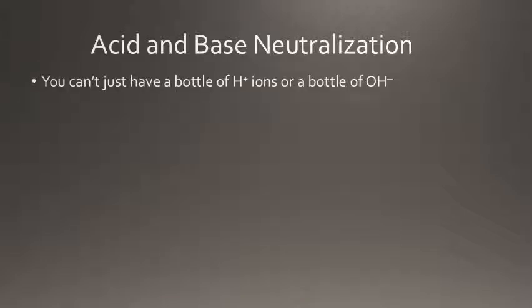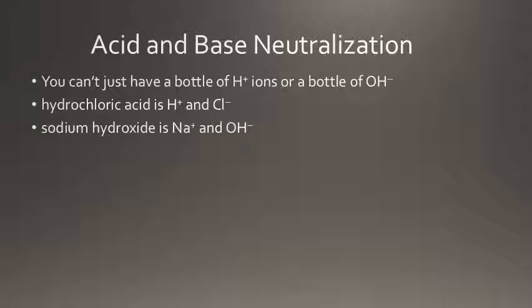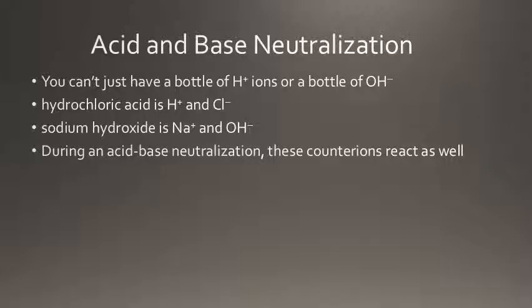So you can't just have a bottle of H+ ions or a bottle of OH-. You have to have a negative ion to counteract the H+ and a positive ion to counteract the OH-. Hydrochloric acid is a combination of H+ and Cl-. Sodium hydroxide is Na+ and OH-. So when we add these together during an acid-base neutralization, the counter ions, the chloride and the sodium, react as well. The reaction that we see is HCl plus NaOH gives us NaCl and water.